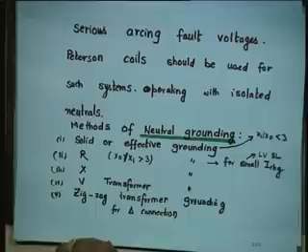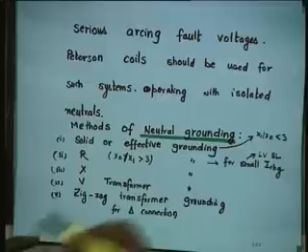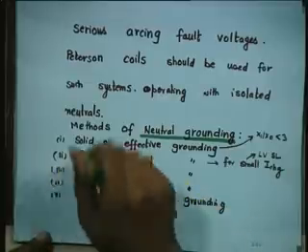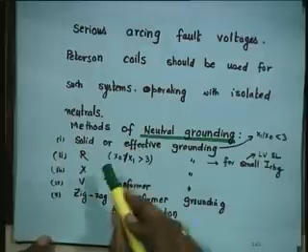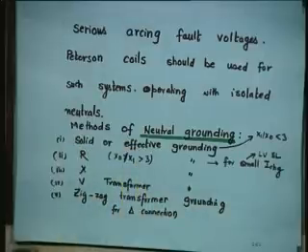Normally, zero sequence reactance is very high. It is 2.5 times the positive or negative sequence reactance. This you must have learnt in your fault chapters. And if you want to use resistance, then the condition is X0 upon X1 should be more than 3.